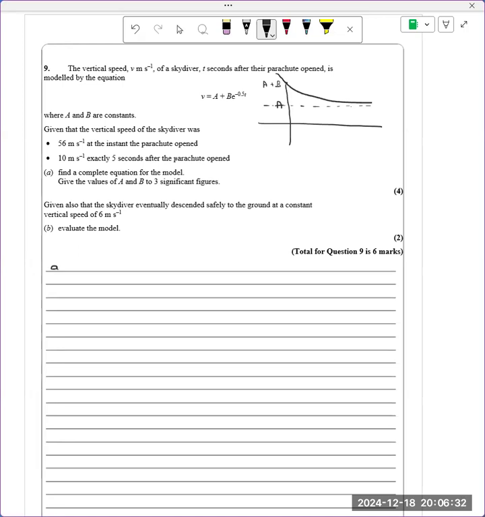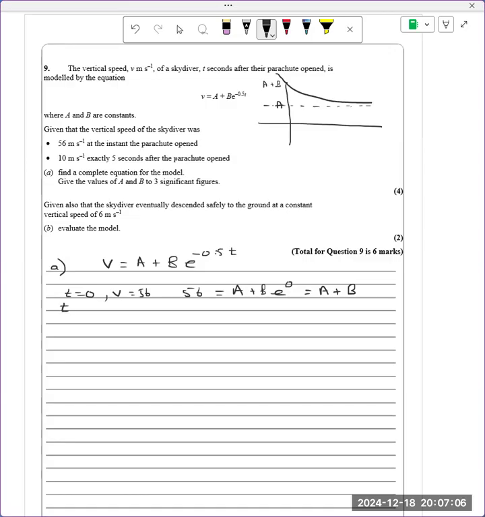So nice to have some understanding of what's going on. Right, question A, we're given 2 data points and we've got to work out the values of A and B. So V is A plus B e to the negative 0.5t. We know that if t equals 0, which is the instant it opens, V equals 56. So that means 56 is A plus B e to the 0. Don't forget e to the 0 is not 0, it's 1. So that is A plus B.